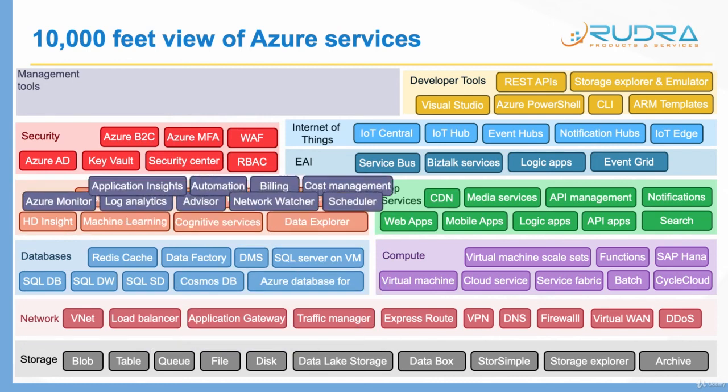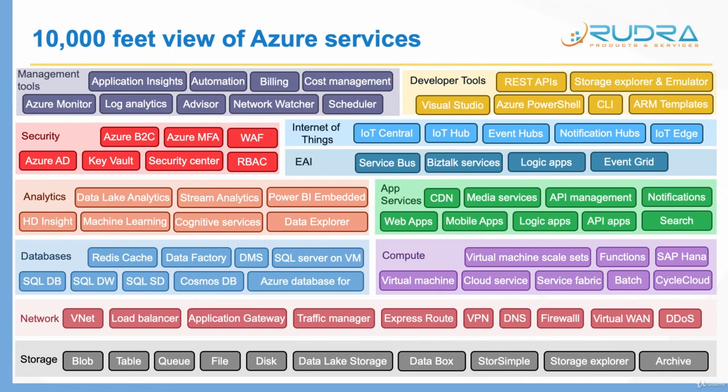And finally, management tools. Within management tools, you have Azure Monitor, which enables you to do basic monitoring. And if you want to do advanced monitoring, go for Log Analytics and Application Insights. And in addition to that, you have Azure Advisor, Network Watcher, Scheduler, Automation, using which you can automate a lot of tasks. There's something called runbooks. You can develop runbooks and schedule them so that you can automate the scaling of virtual machines or start and stop virtual machines at some point of time, etc.